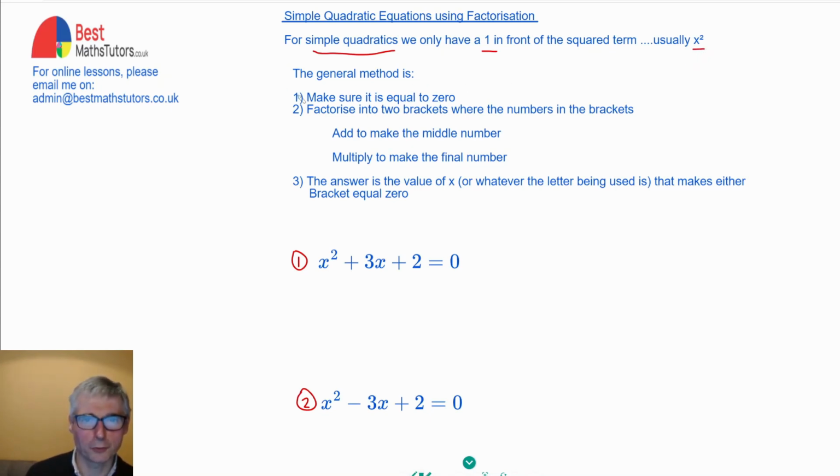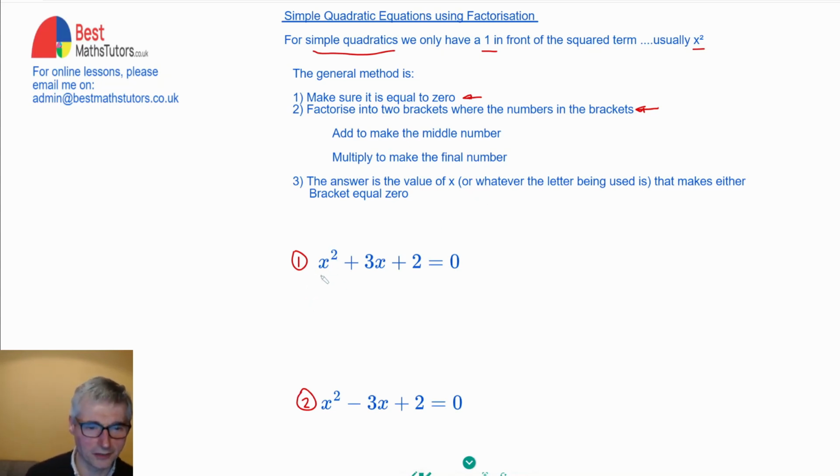So the general method that we will be using is, first of all, we've got to make it equal to 0, and then we're going to put it into two brackets where the numbers we have in the brackets have got to add to make the middle number in the quadratic, and they've got to multiply to make the final number in the quadratic. And then once we've done all that, we can find the value of x, or whatever the letter is, that will make either bracket equal 0. So it's much easier to understand when we look at an example.